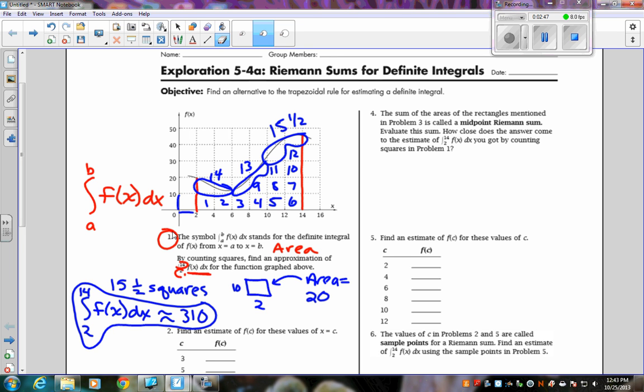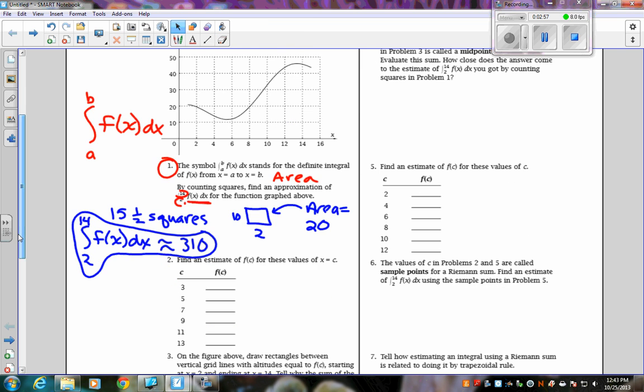Right now I'm going to erase what I have on my graph to do the next question. Moving on to number 2: find an estimate of f of c. What does that really mean? I'm finding an estimate for a y value for these x values. When you look at the graph at x is 3, we're going to estimate what that y value is.